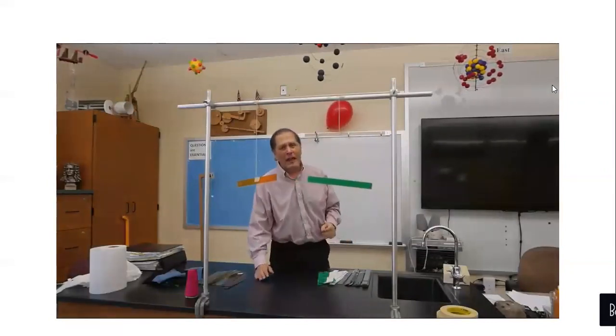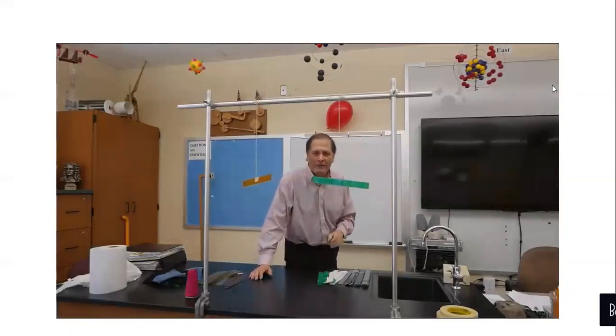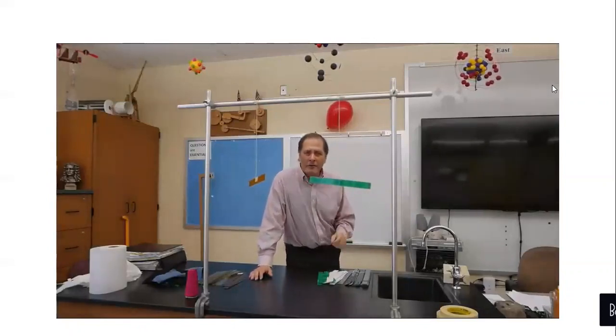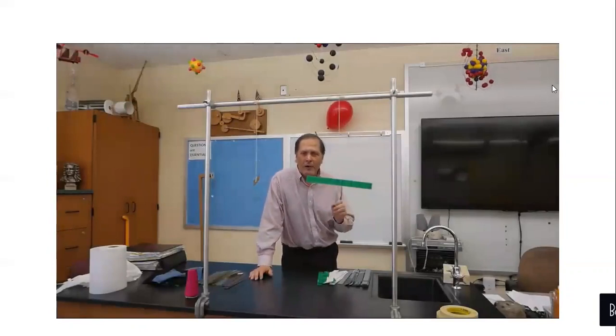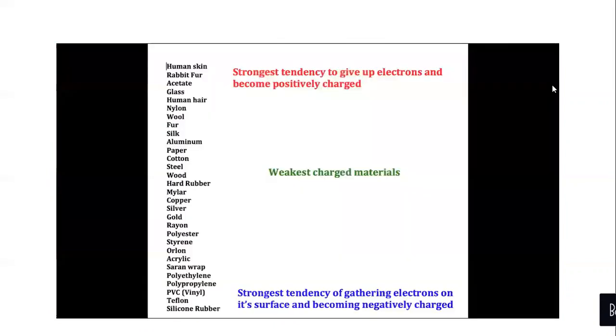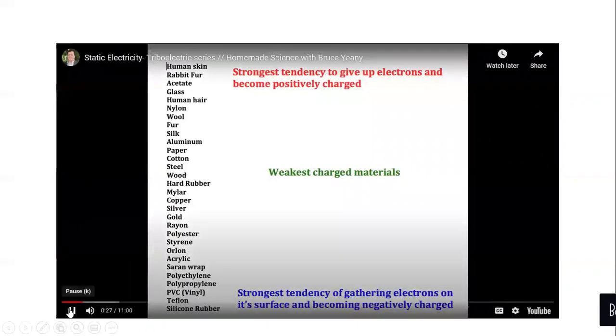Hello, I'm Bruce Yang, and today I have my students doing an activity on static electricity and the behavior of materials at opposite ends of the triboelectric series. We find that chemicals at the top of the list give up electrons and become positively charged, while chemicals at the bottom of the list gain electrons and become negatively charged.